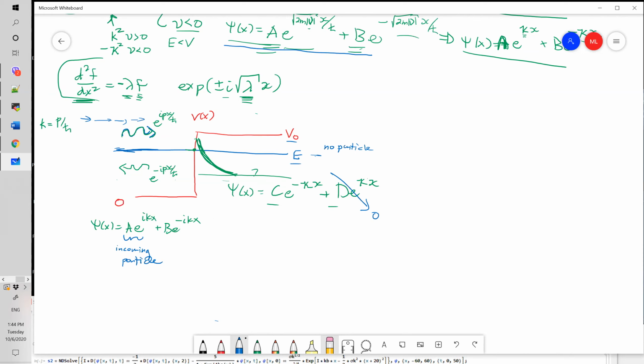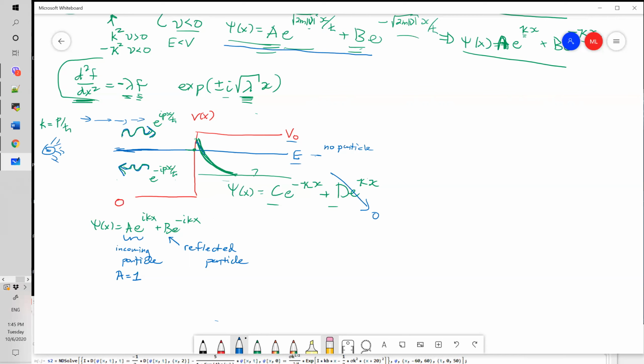And so we're allowed to fiddle with that because we imagine there's some source of particles out here that's shooting particles into this barrier. And we can just normalize it such that A is equal to 1. We're allowed to do that. And so then the B part, the thing that corresponds to this guy coming out, that must be the reflected particle. Must correspond to the reflection off of this barrier.